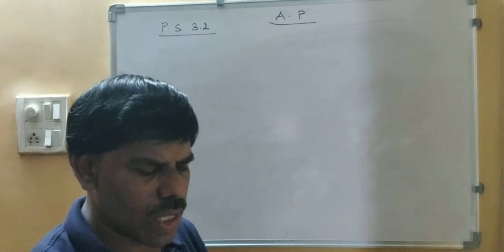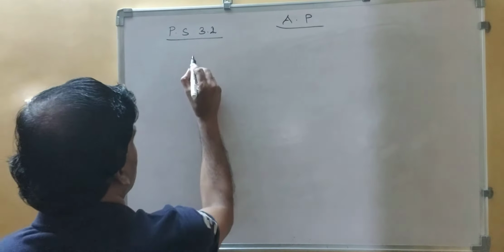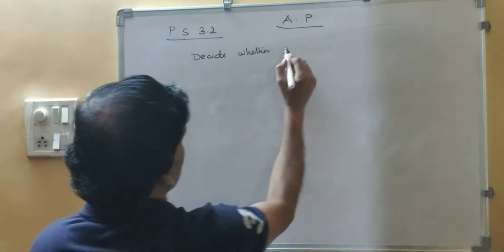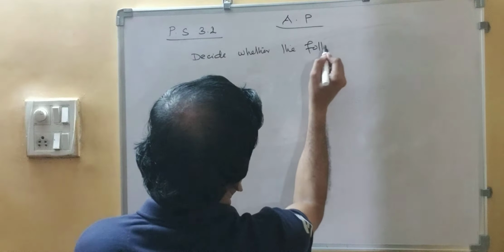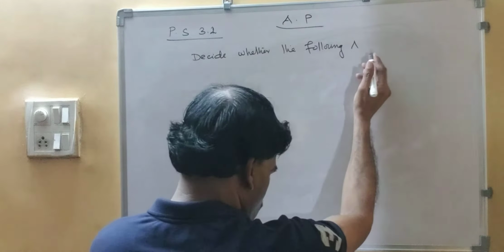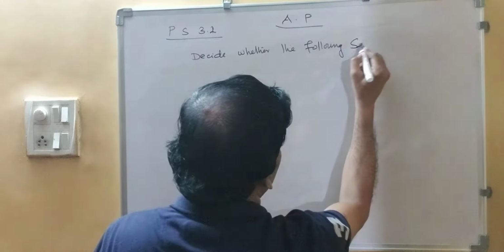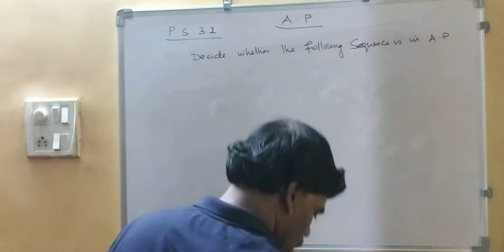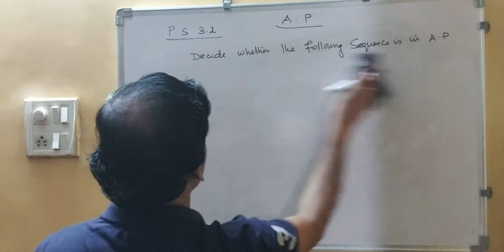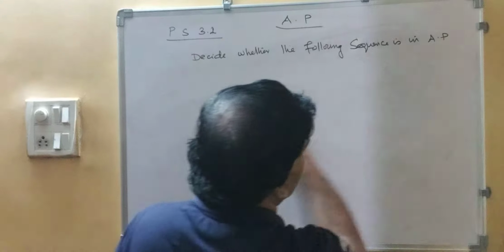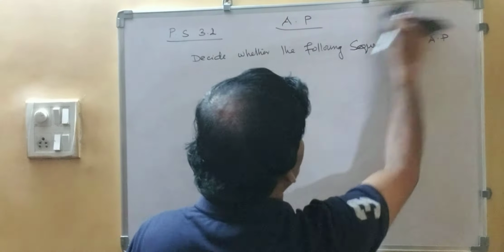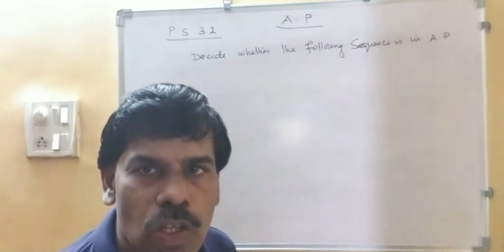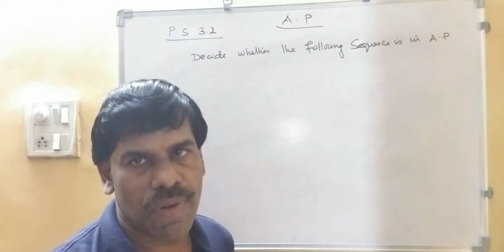Now, we will go to the second type. Decide whether the following sequence is in AP or not. This is very important. You have to check whether the given sequence is in AP or not. Sometimes it may not be in AP, sometimes it will be in AP. It will be in AP when the common difference is the same.